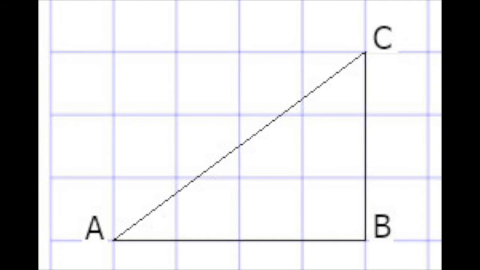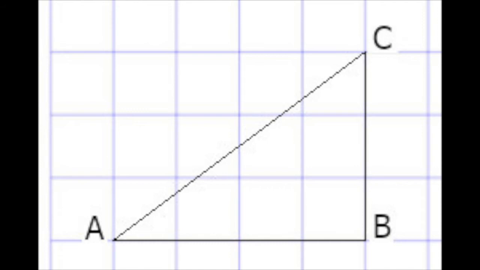What is the cosine of A? The cosine, CAH, is adjacent over hypotenuse. So that is AB over AC. So that is 4/5, or 0.8. What is the tangent of A? The tangent of A, TOA, is opposite over adjacent, so it is 3/4, or 0.75.